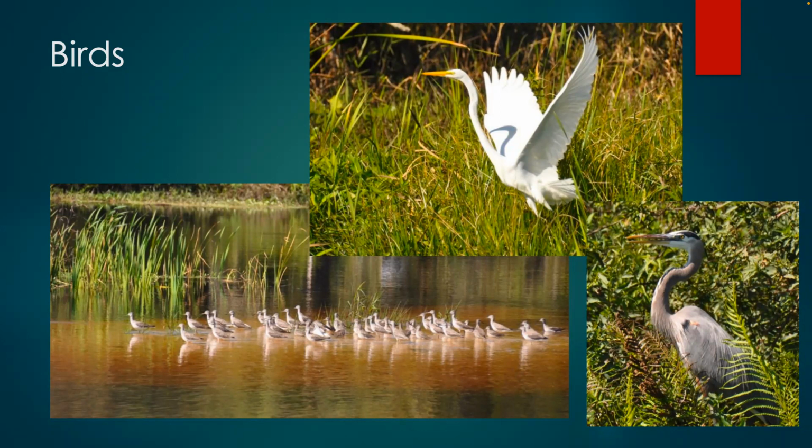The lesser yellowlegs, those wouldn't be there if the system was not restored. Remember, this was a choked up river channel with upland cattle fields, with cattle egrets running around everywhere, hanging out with the cows.